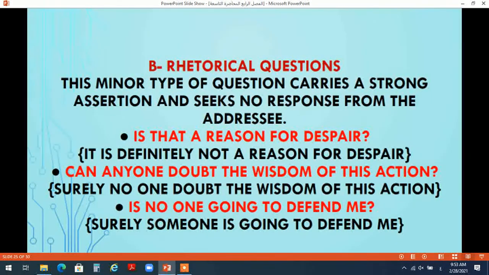The second minor type is called rhetorical questions. This minor type of a question carries a strong assertion and seeks no response from the addressee. So this minor type carries a very strong assertion and does not need an answer from the person being asked. When you use a rhetorical question, you are not waiting for an answer, because you are already very sure of what you are stating.